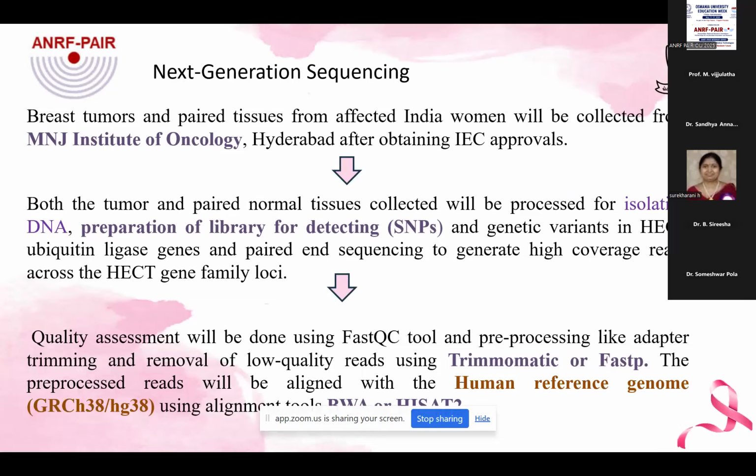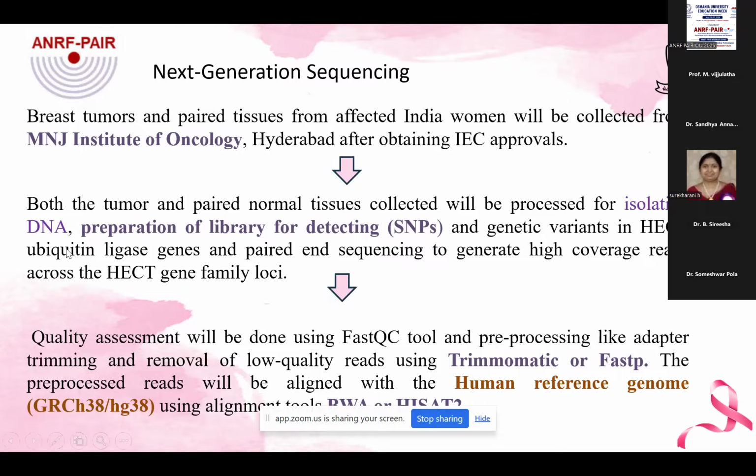And all this for the collected samples. So we are thinking to use next generation sequencing, where the breast tumors and paired tissues from the affected Indian women will be collected from the MNJ Institute of Oncology, Hyderabad, after obtaining the IEC approvals.